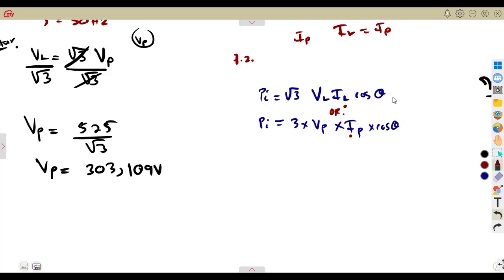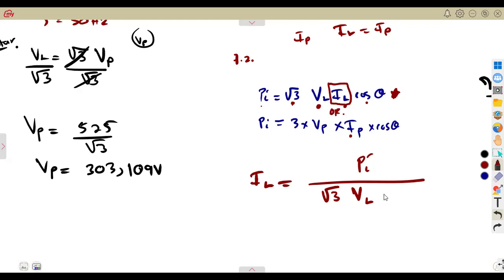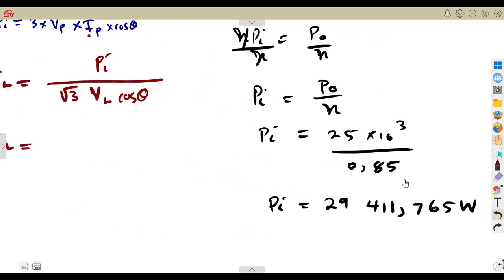All right, so let us consider this first formula that you are given. On this formula, I'm going to make the current the subject. Remember, we said these two are the same. If we make the line current the subject, we are going to divide by the square root of 3 from the input. So it's going to be input power over the square root of 3, the line voltage, and the cos of theta. Remember, what you need is the current, so you divide by every other part so that you remain with the current. This is the input power that we got.